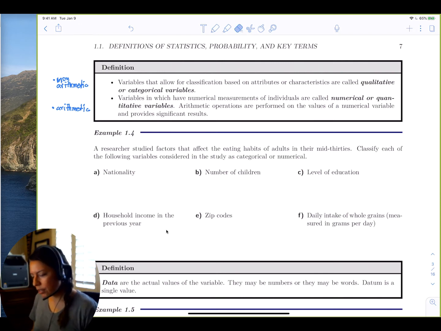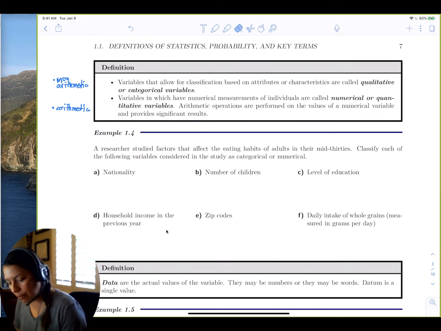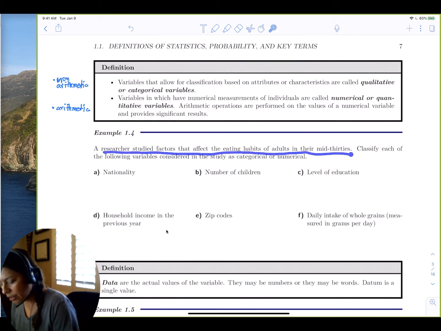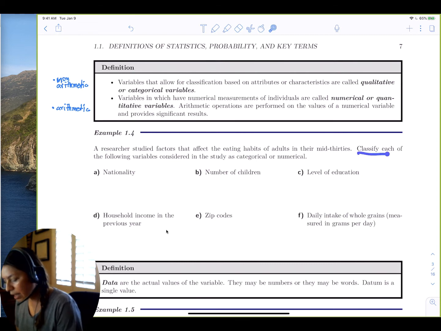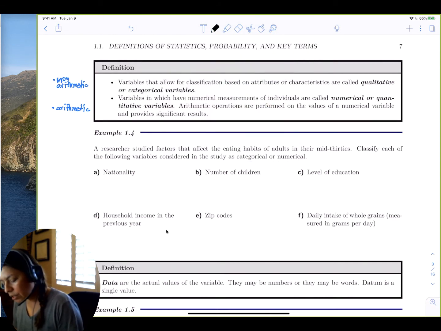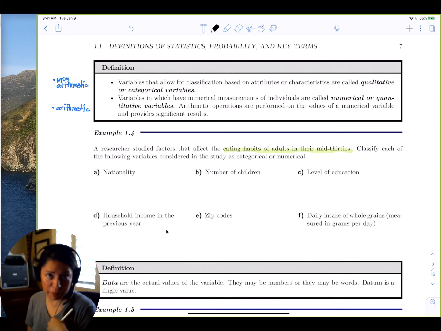Okay, so let's go ahead and identify which type of variables these are. So here we say a researcher studied factors that affect the eating habits of adults in their mid-30s. Let's go ahead and classify each of the following variables as categorical or numerical. So here we can see that we're studying the eating habits of adults in their mid-30s.